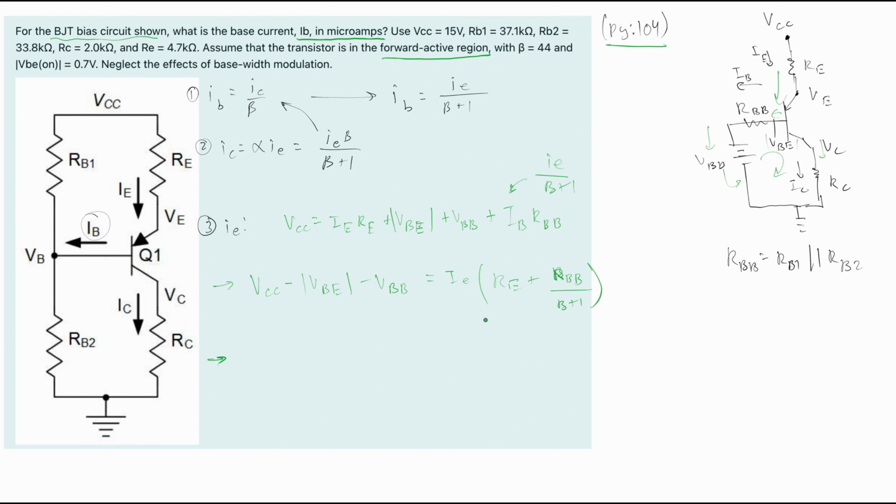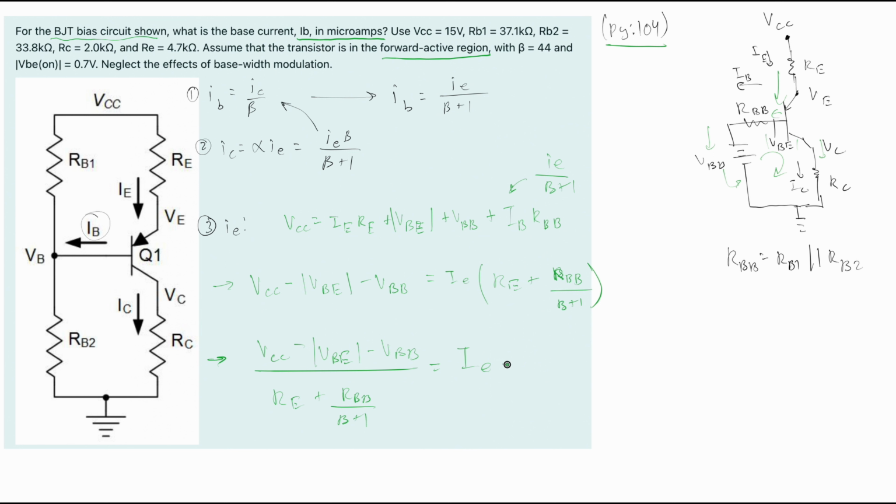And now we can multiply this to the other side. So we're going to have a VCC minus the absolute value of our VBE minus our VBB, and this is all happening over our RE plus the RBB over the beta plus 1, and this is equal to our IE. So that's the equation that we're going to plug into here.